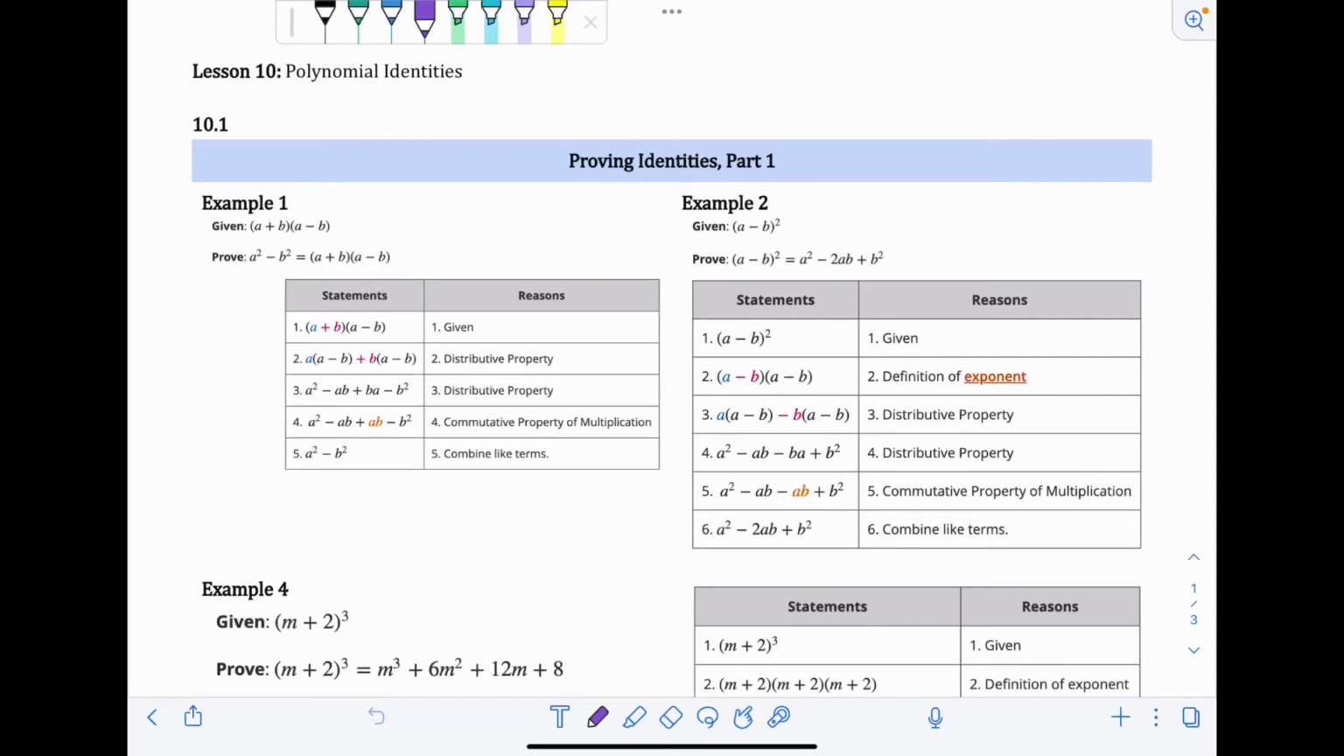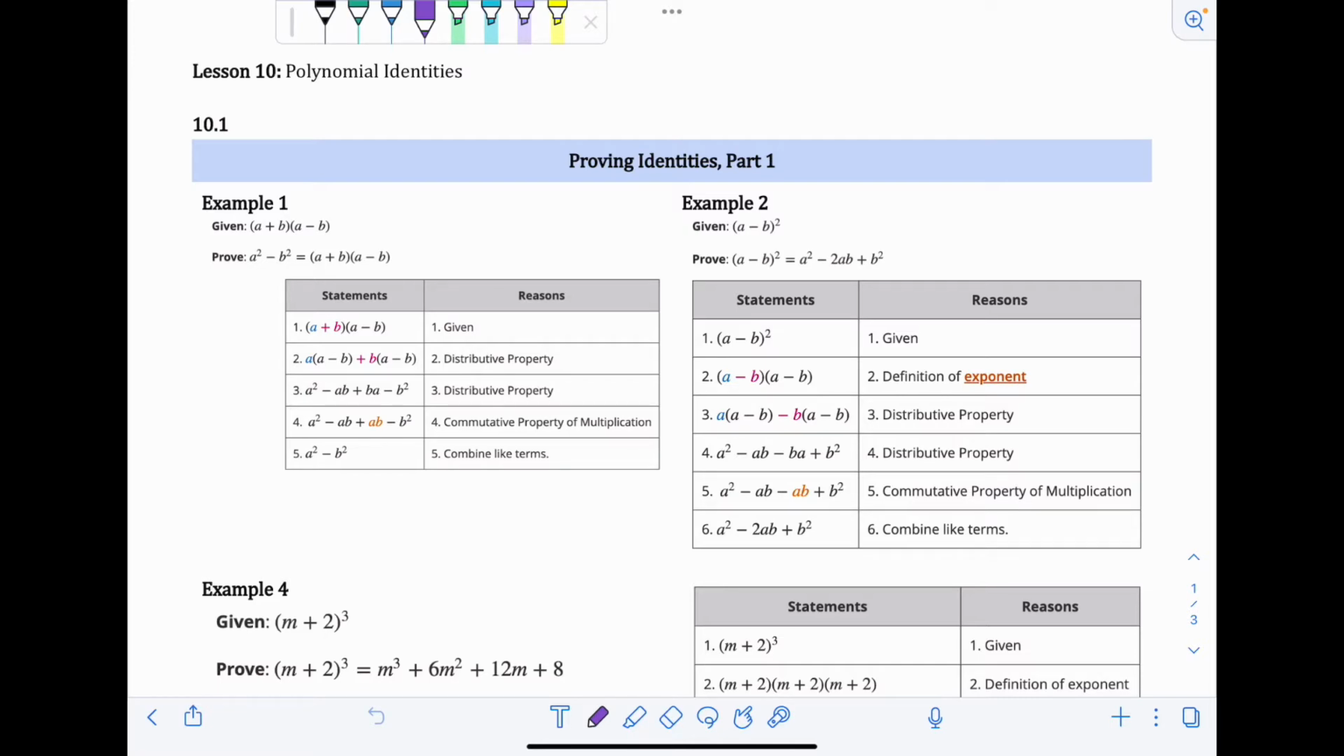Lesson 10 is polynomial identities, and the first two sections of lesson 10 are just kind of proving them. So just to save you guys time in watching the video, I just put the proofs down there and then I'm going to explain each step. I think it'll go a lot faster than if I was writing all the reasons as well.